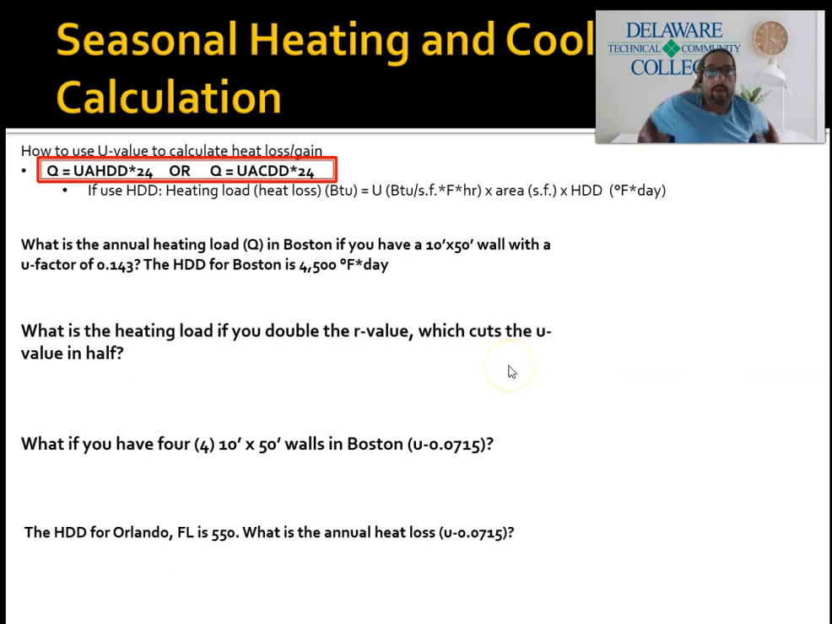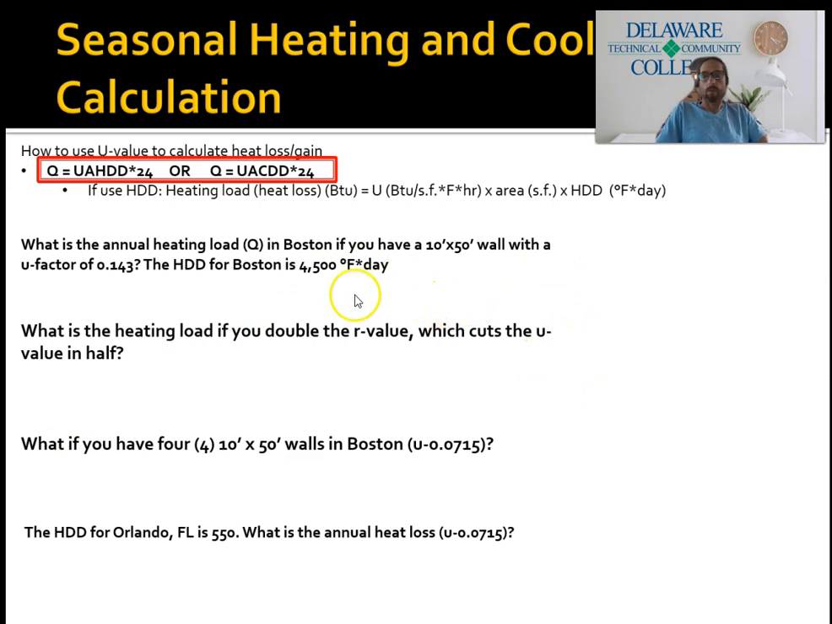Then, why do we care? What do we use it for? Well, we care because it gives us an indication of the general climate and how much heating we need. But more importantly, it allows us to calculate the approximate annual heating needs for a building, given a couple other factors. We can use this equation, which is very similar to our heat load calculation. Remember, our heat load was UA delta T. This is UA HDD times 24. You can also use it to calculate CDD, or the total cooling needs for a building. So all of this applies for cooling as well.